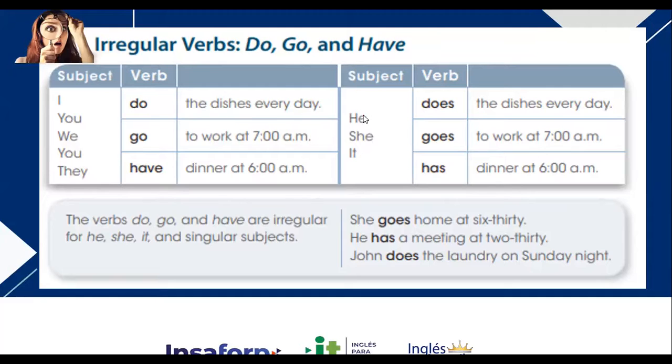Okay, you need to have clear that when you are going to use one of these verbs in simple present, that means that you are going to add the inflection to this one. We have another explanation here. The verbs do, go, and have are irregular for he, she, and it in singular subject. She goes home at 6:30. He has a meeting at 2:30. John does the laundry on Saturday night. Okay, we need to keep in mind this and write.